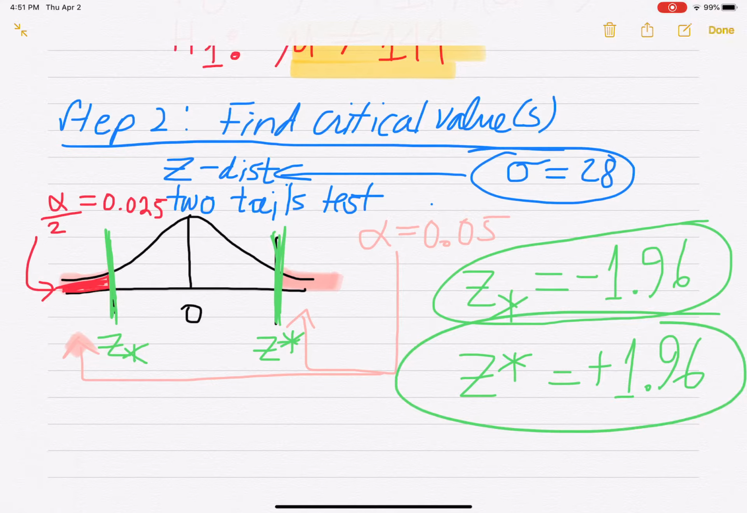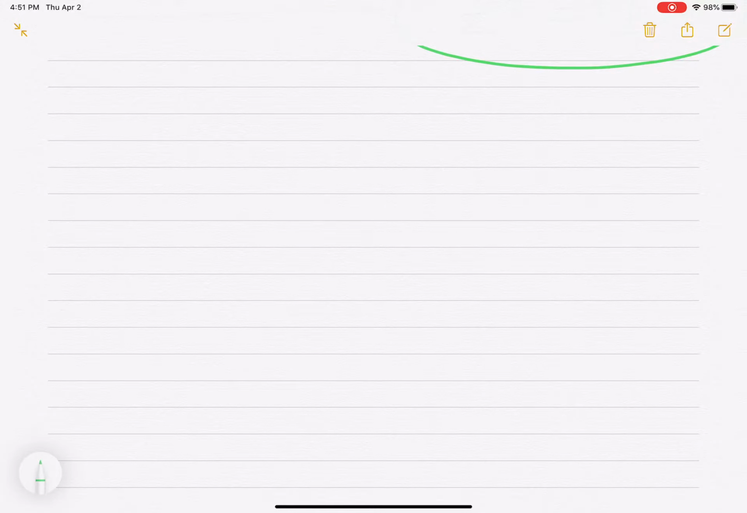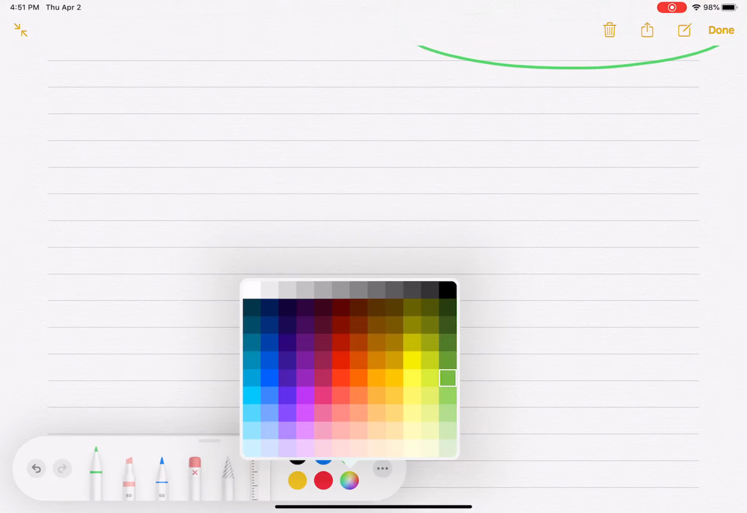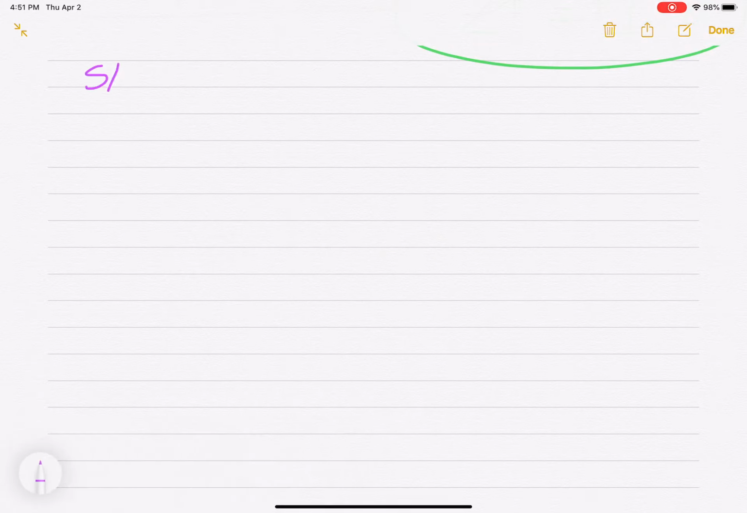All right, so step 3. That was the hard part, step 1, step 2. Step 3: compute the value of the test statistic.